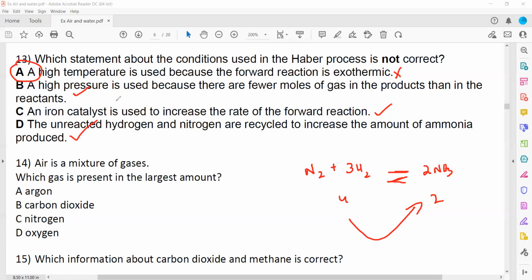That's also true. Air is a mixture of gases. Which gas is present in the largest amount? So air contains about 78% nitrogen. So C is the right answer.